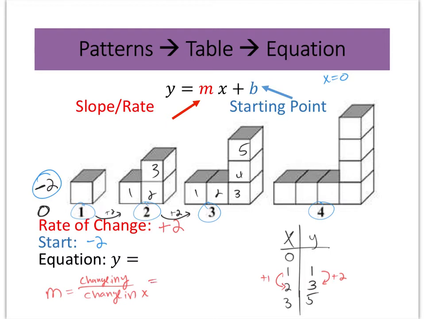So the rate of change, the m value: the change in y is 2, the change in x is 1. And so to simplify, that's 2. And that's where that 2 came from. And to go backwards, I would have to go back by 2, so I get negative, oh, excuse me, -1.